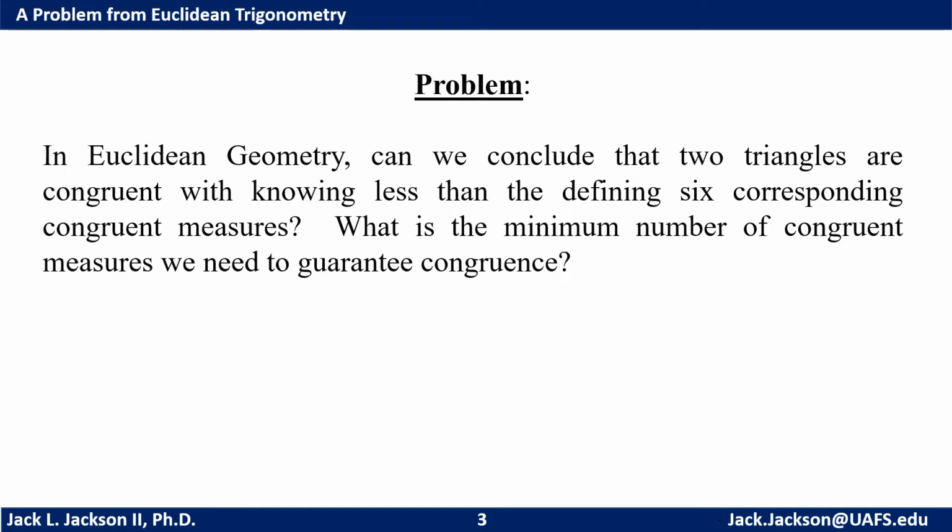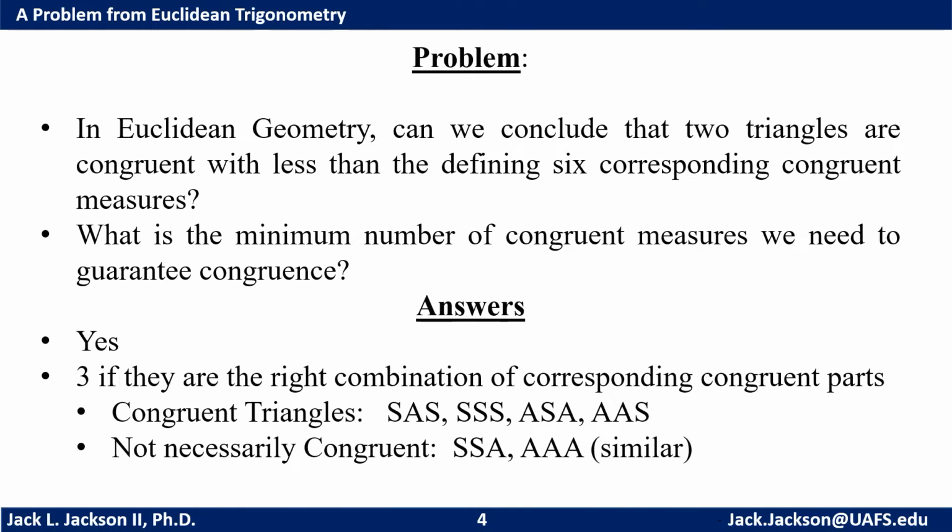This is one of our main questions that we study in a good high school geometry course or college geometry course, and we studied it in my class quite a bit already, and we should know the answer. The answer is yes. We can conclude the two triangles are congruent with knowing less than the six corresponding congruent measures, and the minimum number of congruent measures we need to guarantee congruence is 3, if they're the right combination of the corresponding congruent parts. So if you had side, angle, side, side, side, side, angle, side, angle, or angle, angle, side, those turn out to be enough to make the triangles congruent, enough to get the other three corresponding parts congruent for free.